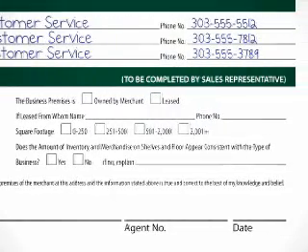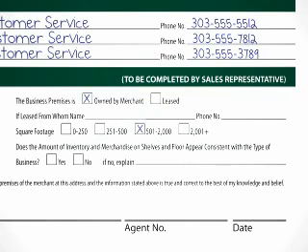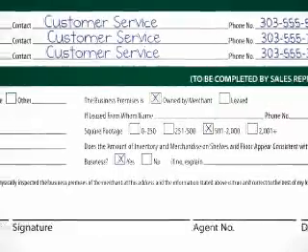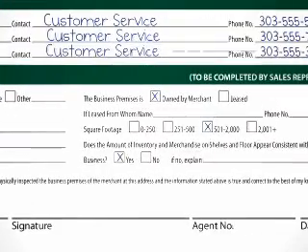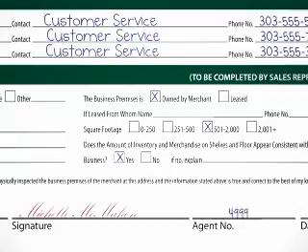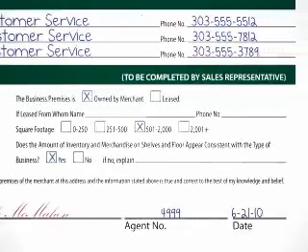Does the merchant own or lease the location? If they do lease the location, please get the landlord's name and phone number. What is the approximate size of the business? Does the amount of inventory and merchandise appear consistent with the business type? And at the bottom of the paperwork, please print your name, sign, and list agent number, and date at the bottom of the application.